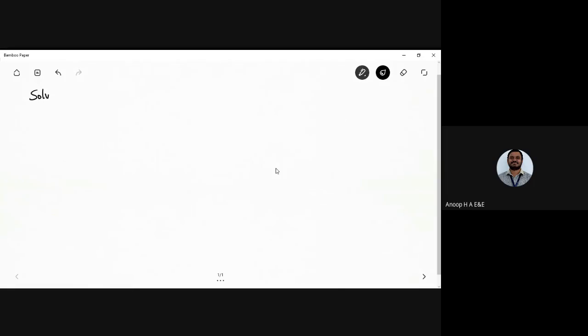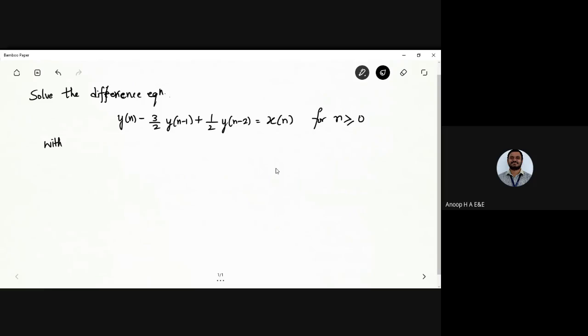Solve the difference equation y(n) - 3/2 y(n-1) + 1/2 y(n-2) = x(n), for n greater than or equal to 0, with initial conditions y(-1) = 4 and y(-2) = 10, and x(n) = (1/4)^n u(n).